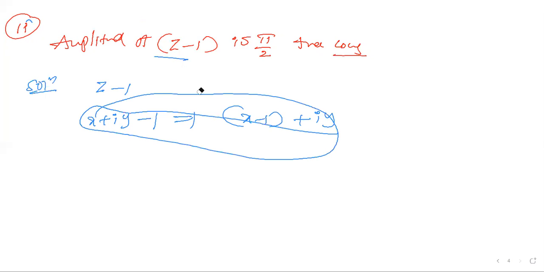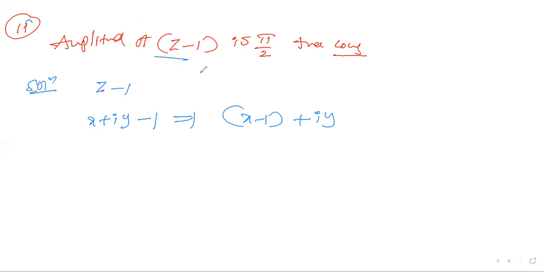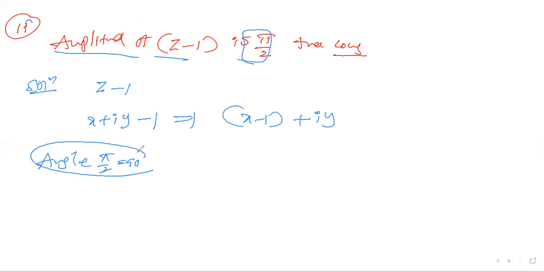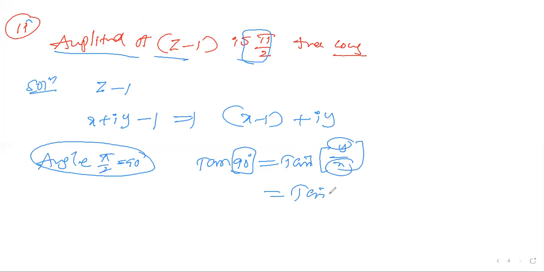Okay, next case. What condition do they mention? The amplitude is pi by 2, so the angle is 90. Angle 90 means tan 90, right? Tan 90 is equal to tan inverse of y by x. So if you want to get 90, what values of x and y? We need tan inverse of something by 0 to make it tan 90.